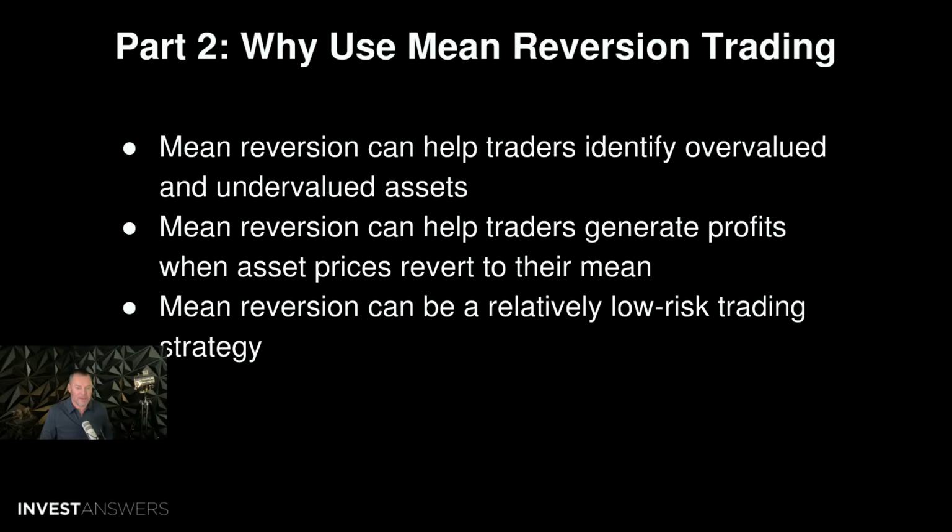So why do you use mean reversion trading? Well, it can help you identify overvalued and undervalued assets. I consider myself kind of like a value investor in disruptive assets, if that even makes sense. But I like to buy them cheap. That's why I always say, get in early, get in hard, especially when they're very oversold. And then mean reversion also can help traders generate profits when assets revert to their mean, kind of like PTOS last week. A lot of similarities here too. And mean reversion can also be a relatively low risk trading strategy.